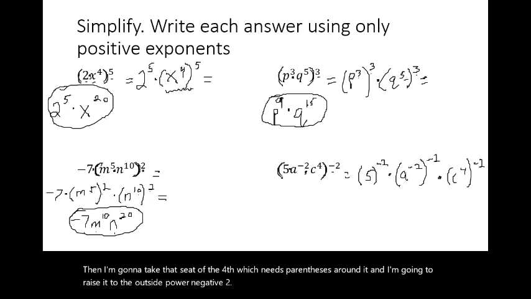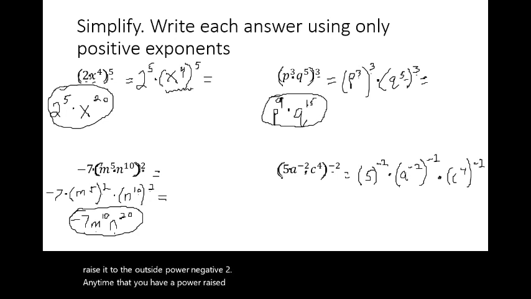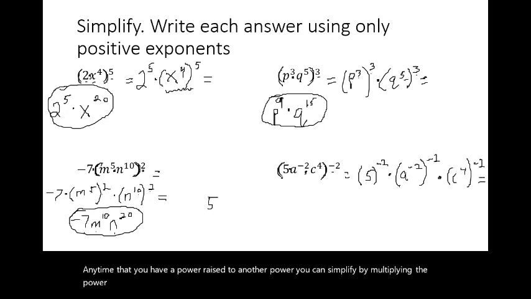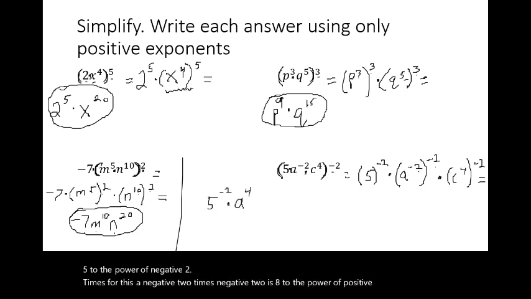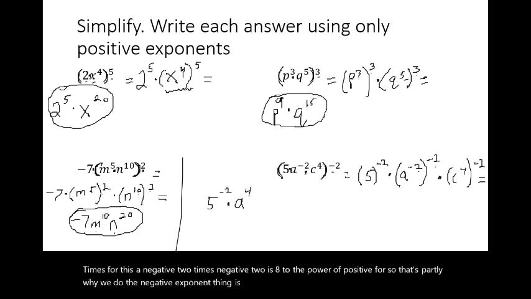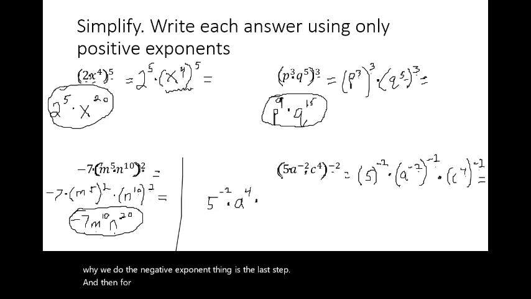Anytime that you have a power raised to another power, you can simplify by multiplying the powers. So I have this 5 to the power of -2 times, for this a, -2 times -2 is a to the power of +4. So that's partly why we do the negative exponent thing as a last step. And then for 4 times -2, that gives us c to the power of -8.